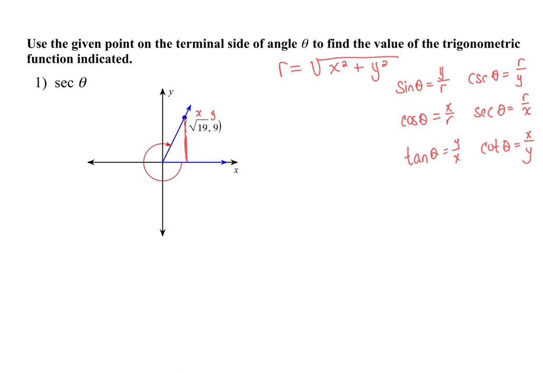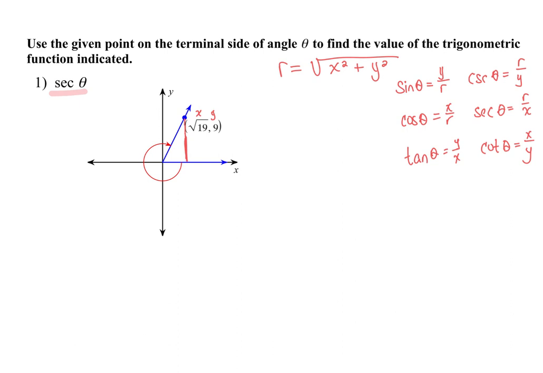And then you look and see what you have and what you need. You have x and y here. Depending on the trig function, if they had asked for tangent or cotangent, I wouldn't have to calculate anything. I would just literally give the fraction and simplify it. But in this case, they've asked me for a trig function, specifically secant. They've asked me for a trig function that requires the r. So I need to calculate the r first and then just write the fraction.